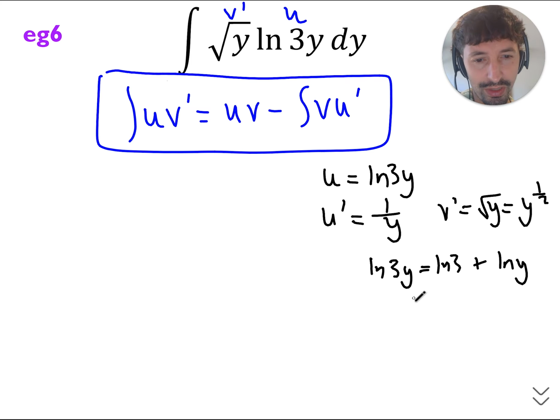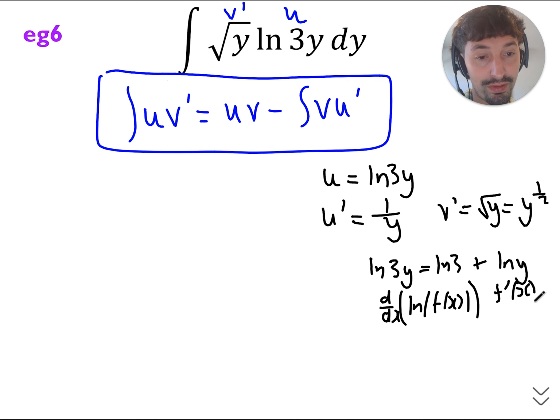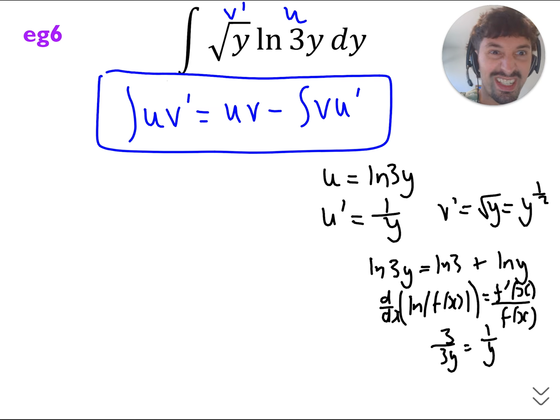You could also use the idea that it's the derivative over the original. So when you've got ln of a function, if you differentiate that, you get the derivative over the original. So in this case, we would have 3 over 3y, which just cancels out to 1 over y. Quite a detailed explanation of that, and I've got a video on logarithms that explains all of that.